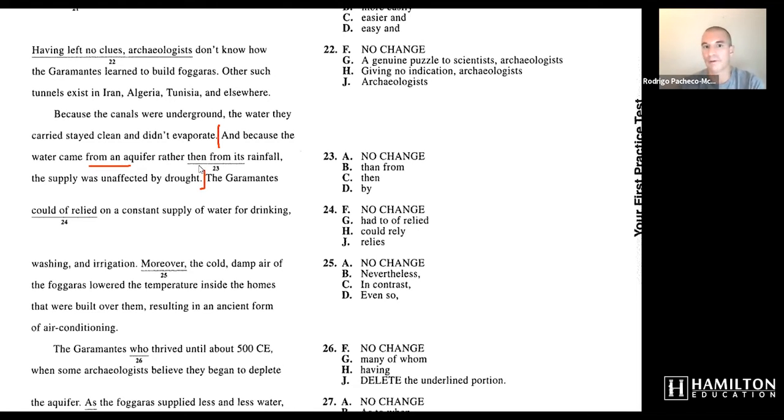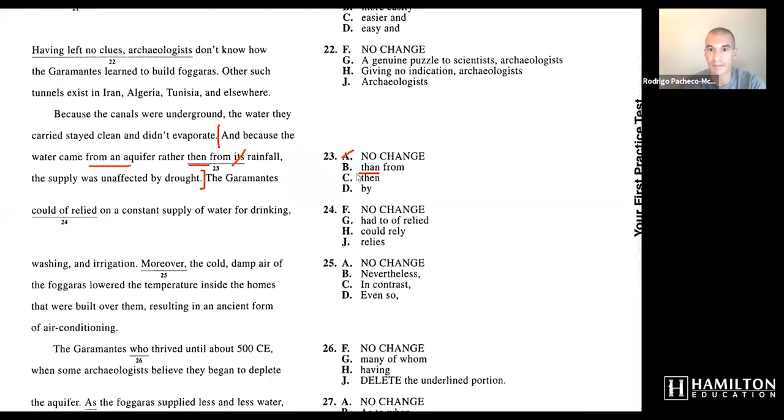And we know that when we have comparisons, we need this word, than. Then is an easily confused word. We use it to indicate time, a transition of time. So this is not the correct word that we need. Then from its rainfall. Also, the use of this pronoun here is unnecessary and actually makes the meaning not very clear. So we can eliminate A, no change.